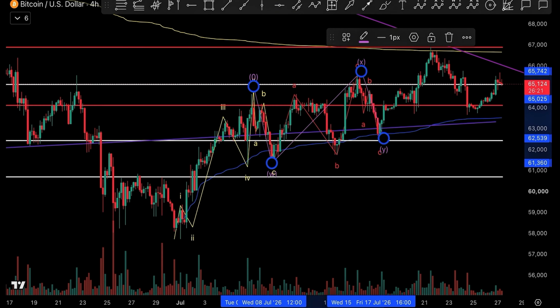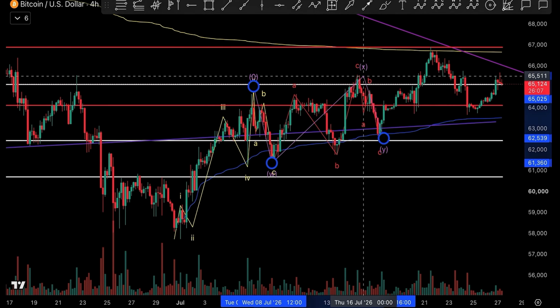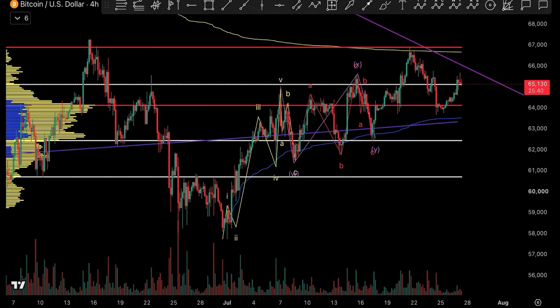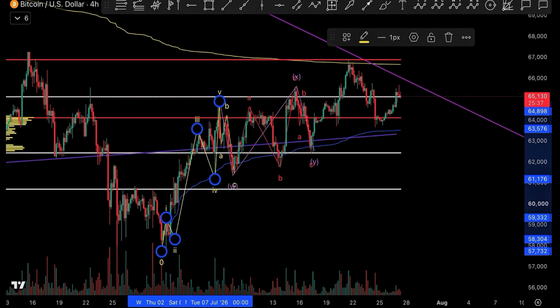Usually in the combination of WXY, X happens a little bit quicker than the W and the Y. But here you can see that the X wave is quite large in time, so I did not prefer this count as well. Once this WXY is finished, I was still waiting for that 5-wave impulsive move up, where we can finally finish this zigzag and then we can move down.